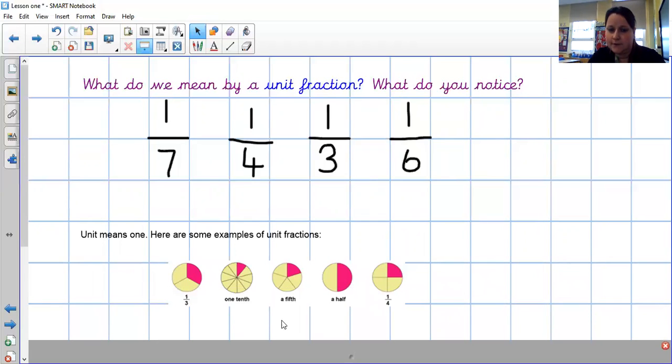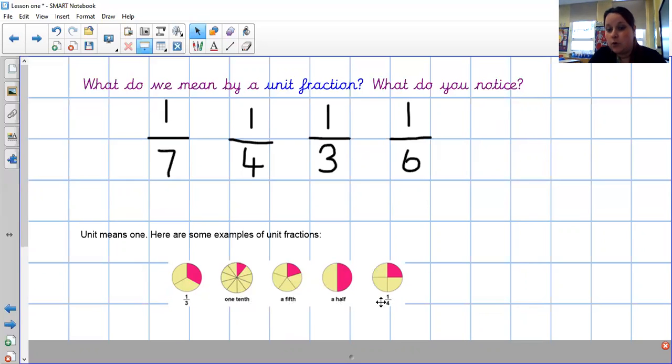And here's just some more examples here of some unit fractions. So in this example, 1/3, the whole is split into 3 equal parts, and we are interested in 1 of those equal parts. So our numerator is 1. Here we've got 1/10. Our whole is split into 10 equal parts, and we are interested in 1 of those 10 equal parts. 1/5, our whole is split into 5 equal parts, and we are interested in 1 of those 5 equal parts. This example is 1/2. Our whole is split into 2 equal parts, and we are interested in 1 of those equal parts.